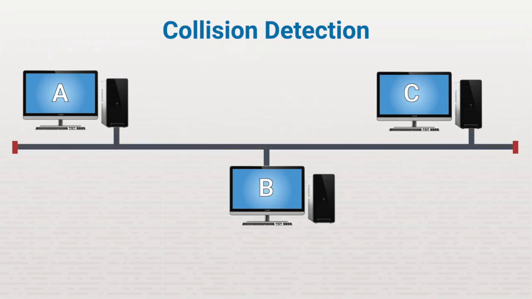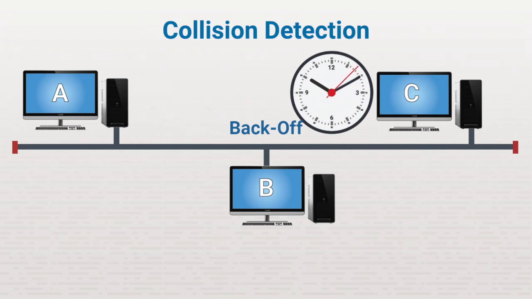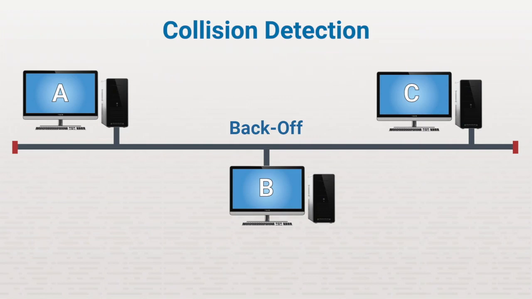After the jam signal, the devices perform a backoff, where they each wait a random amount of time before starting the process all over again. Because the backoff time is random, one of them should back off a little longer than the other, so when they retry, the likelihood of another collision is decreased.